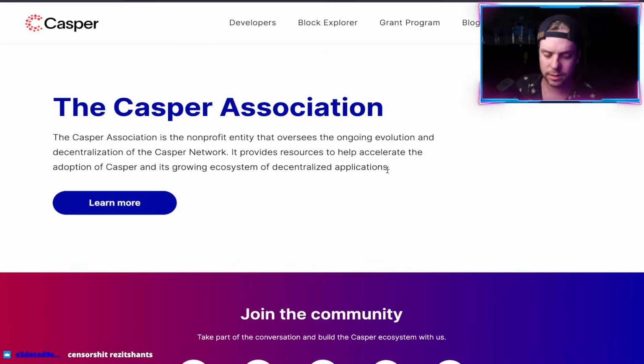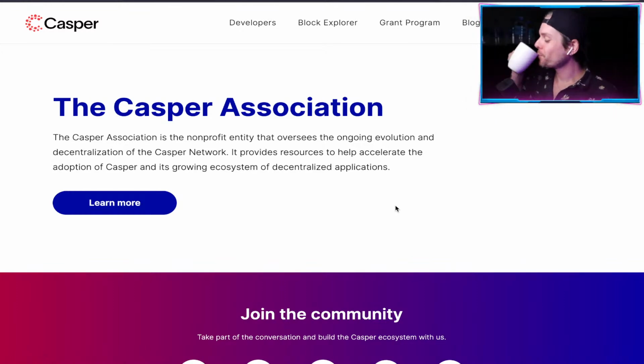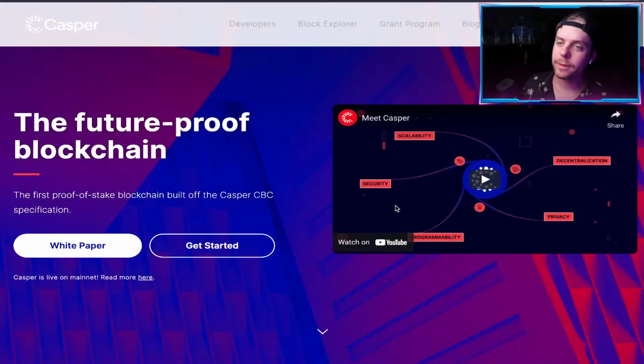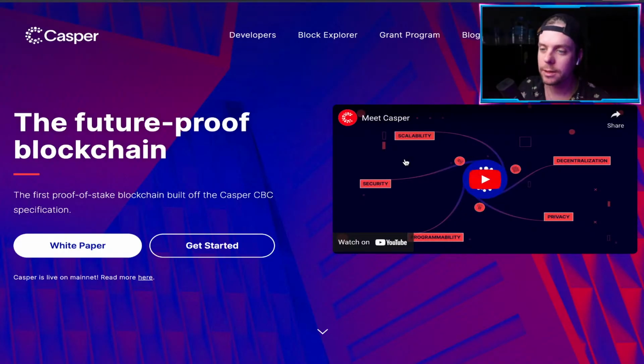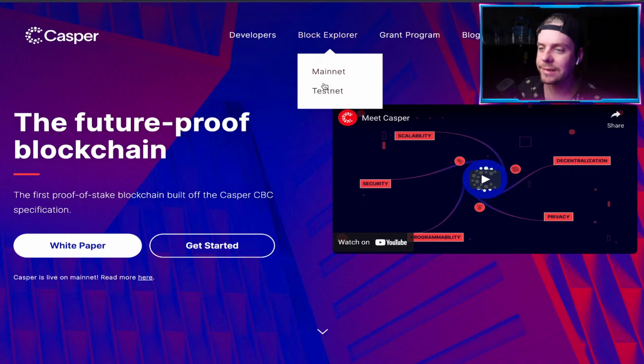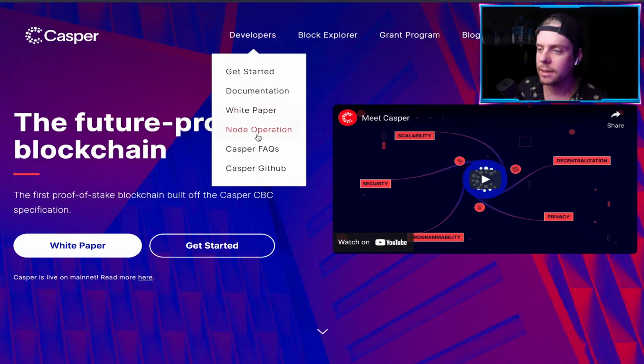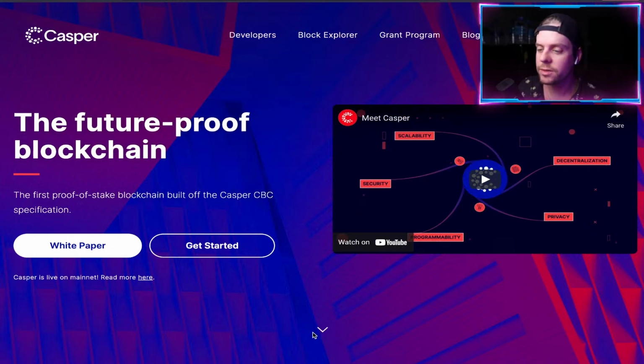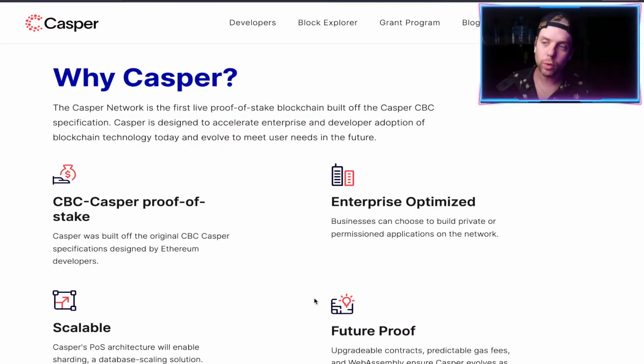Casper Association. Yeah, I'm not sure. Censorship resistance. Come on, man. There's too many buzzwords. Don't like it. Developers, grant program, mainnet, testnet. So there's no apps. So that's just kind of a rule for me.